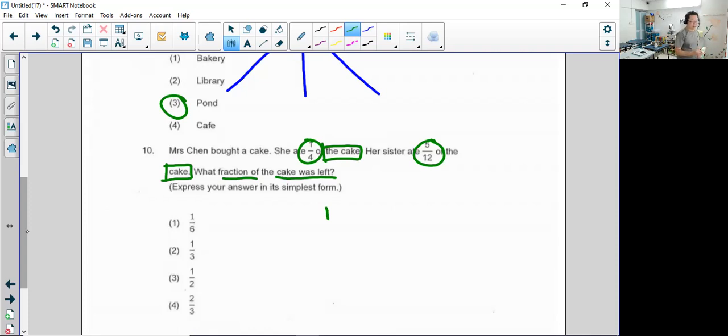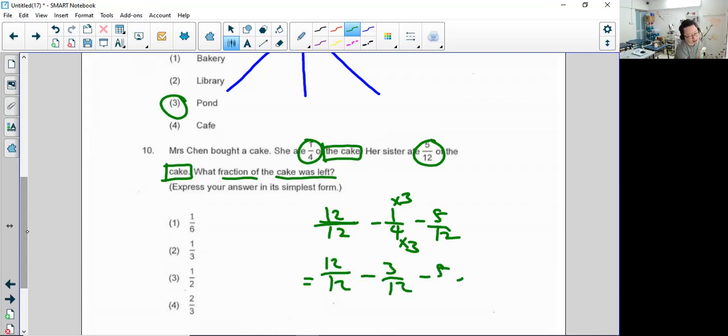So you take 1 whole. 1 whole is 12/12. That is 1 whole cake. She ate 1/4, so you minus 1/4, and the sister ate 5/12. And then you make the denominator the same. You can only do that when the fractions are talking about the same thing. Then 12/12 minus 3/12 minus 5/12, and you get the fraction that was left. So 12 minus 3 is 9, 9 minus 5 is 4/12, and in the simplest form, 4 divided by 4 is 1, 12 divided by 4 is 3. So 1/3 of the cake was left. So answer number 2. Okay, so these are all 1 mark questions, considered not very hard, right? They are actually quite easy to get your marks.